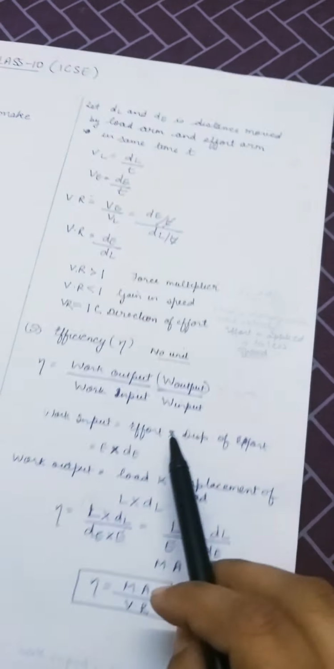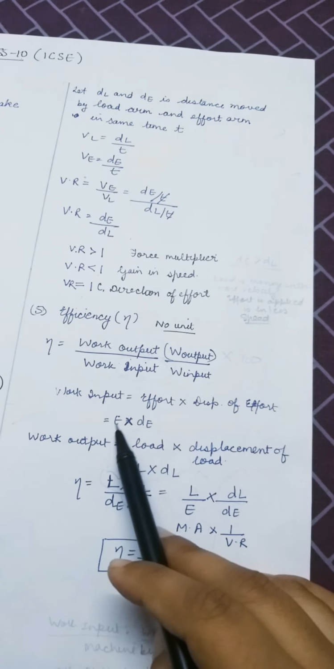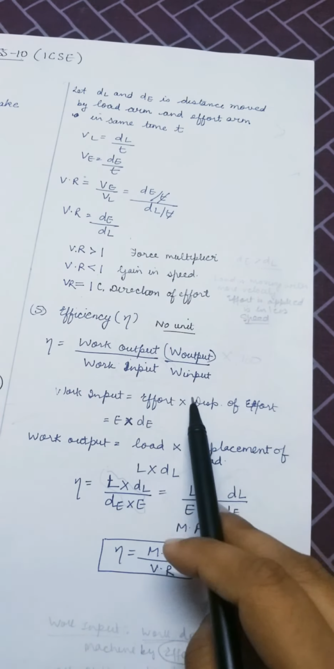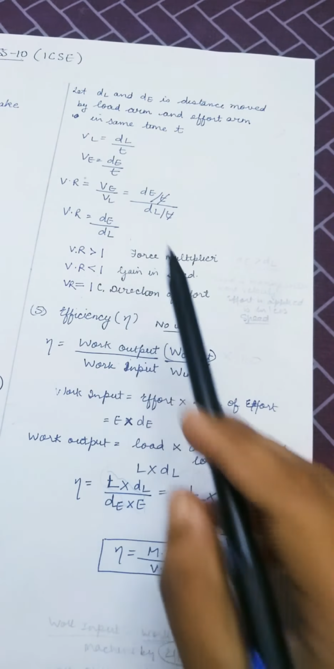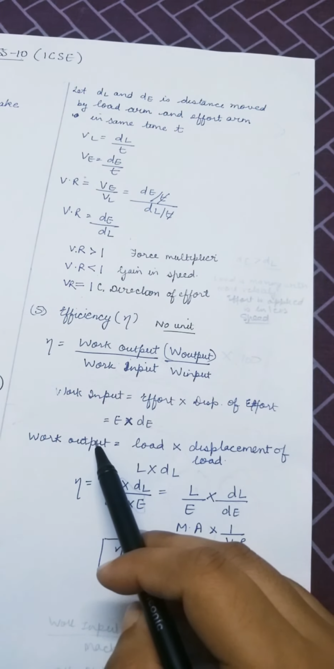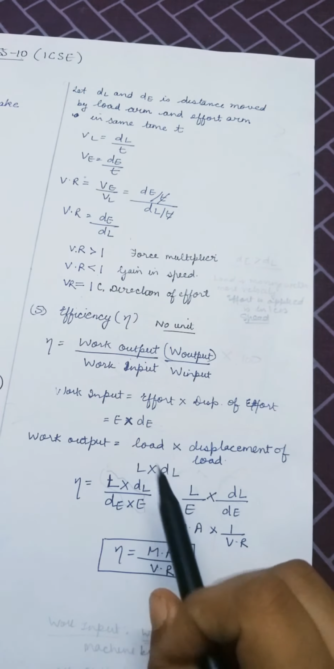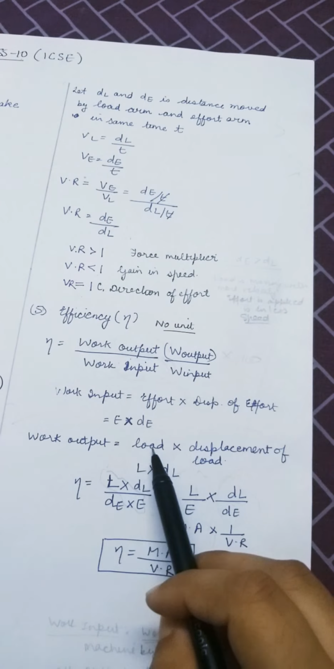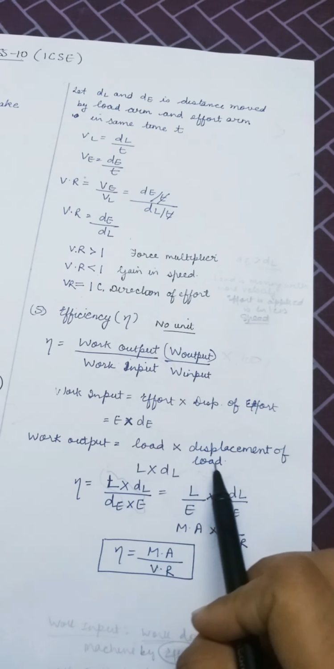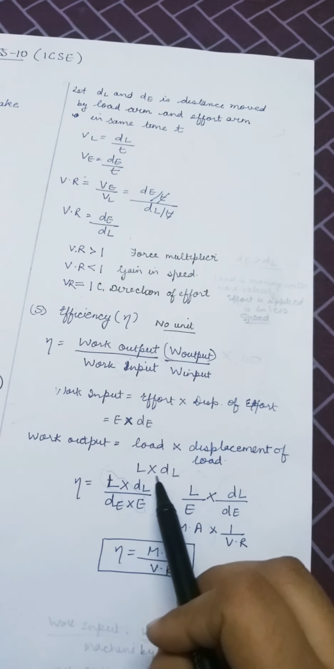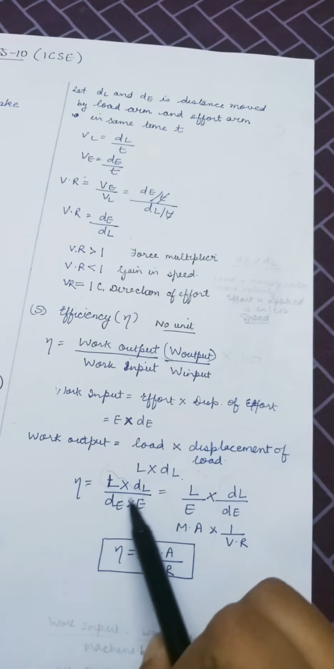In this case, force is nothing but the effort which we are applying, so I can replace it by E into displacement of effort arm, dE, as we have taken here, right? And work output is based on the load which we are able to pick up with the help of the machine. So load will be written as load into displacement of load, dL. So efficiency, by putting these values here, I can get this.